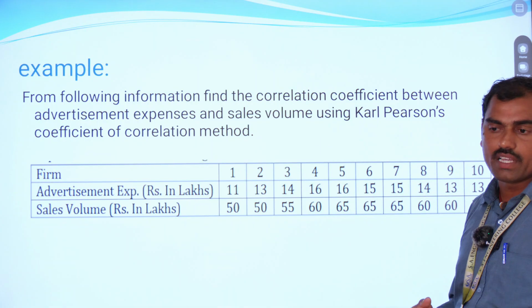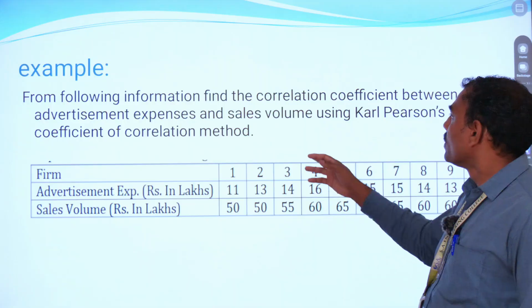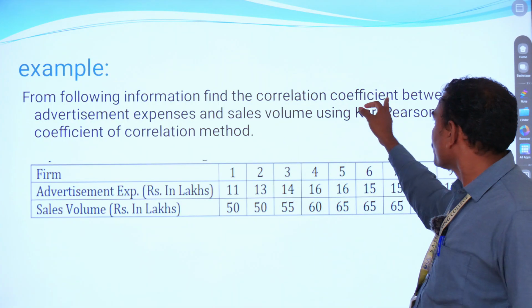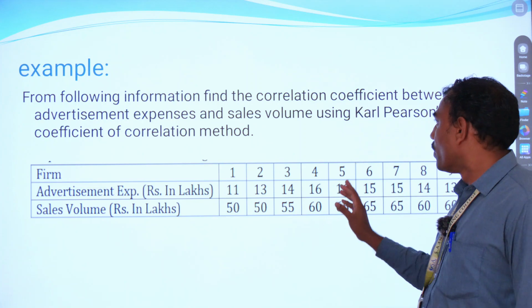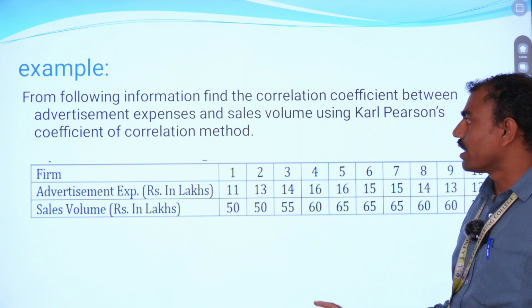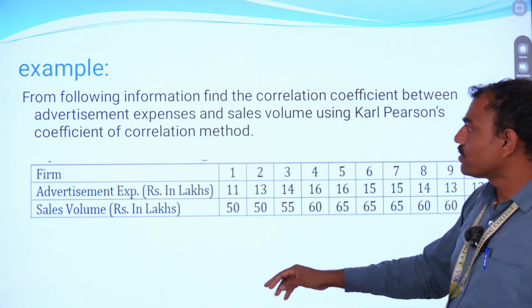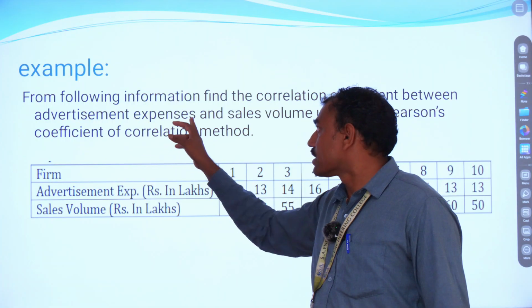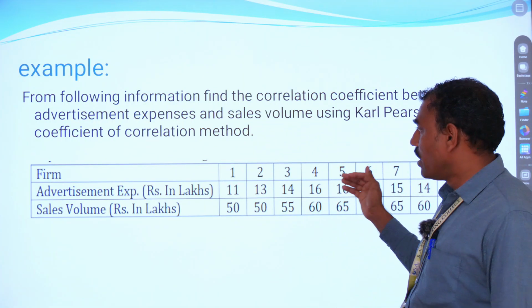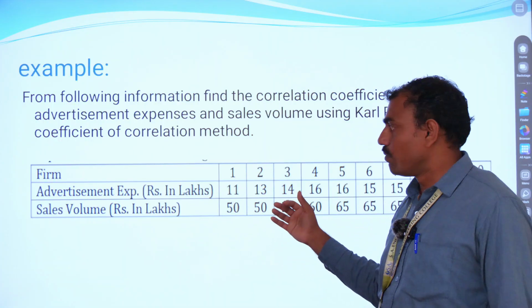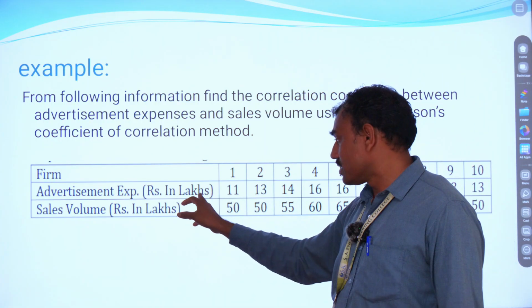The scatter diagram is the graphical representation. Now this problem: find the correlation coefficient between advertisement expenses and sales volume using the correlation method. Here there are two correlated variables. The first variable is advertisement expenses, and sales volume is the other variable. Advertisement expenses are given.